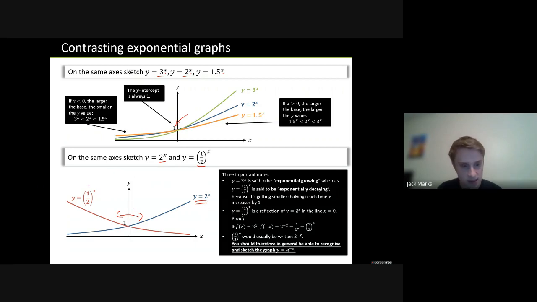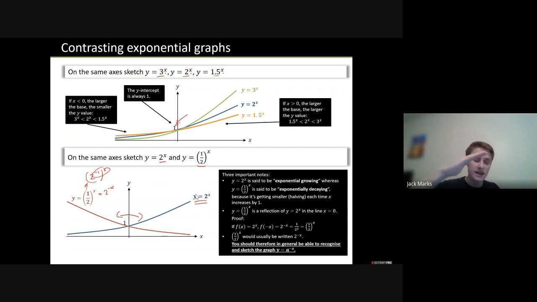So why is this? Well, this is because you could write a half as 2 to the -1, but still to the power of x. So this is the same as 2 to the -x. If you remember transformations of graphs from chapter 4, that kind of explains the shape that we have.